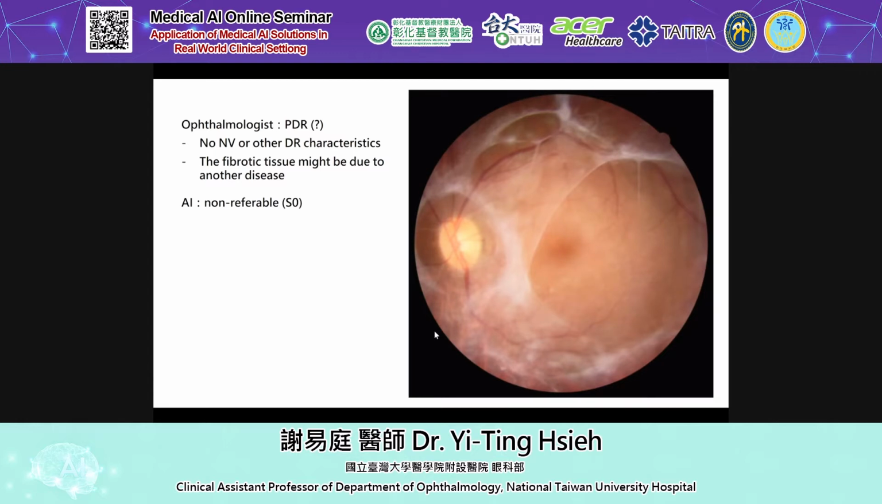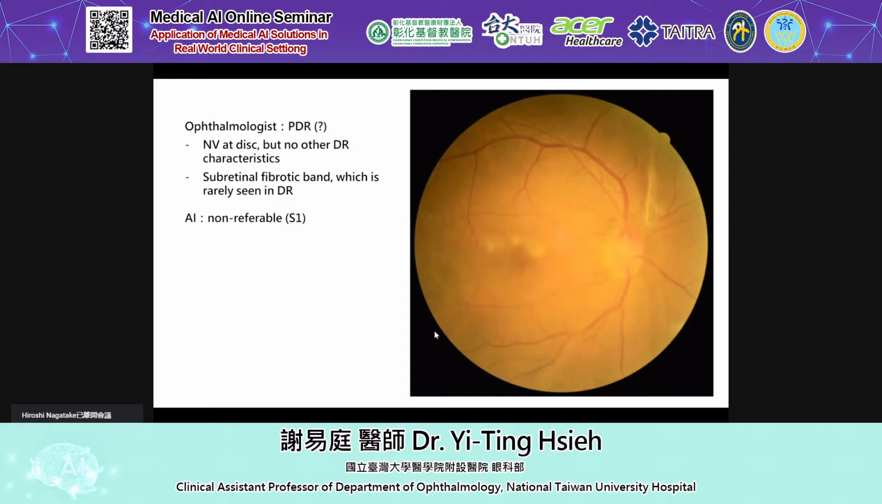It is possible that it is due to another disease, not really DR. And this is another one diagnosed as PDR by the ophthalmologist. We can see that there is neovascularization at the disc. So actually there's NV. But what about other features?